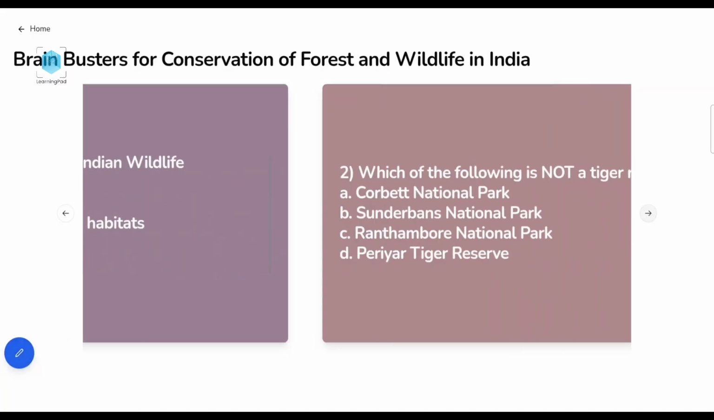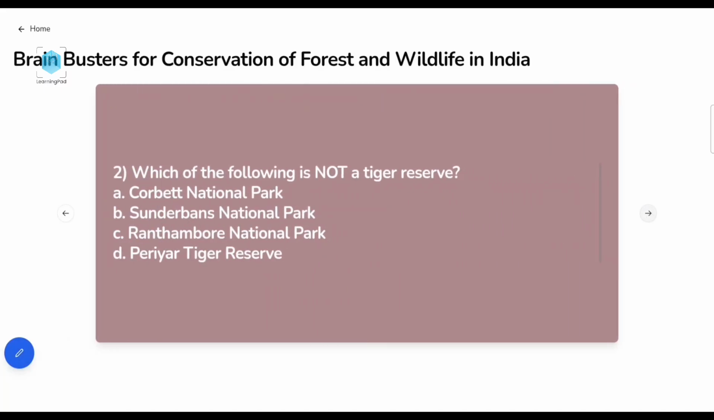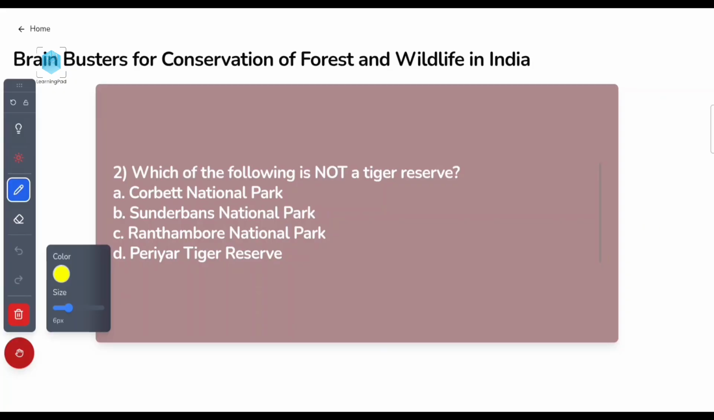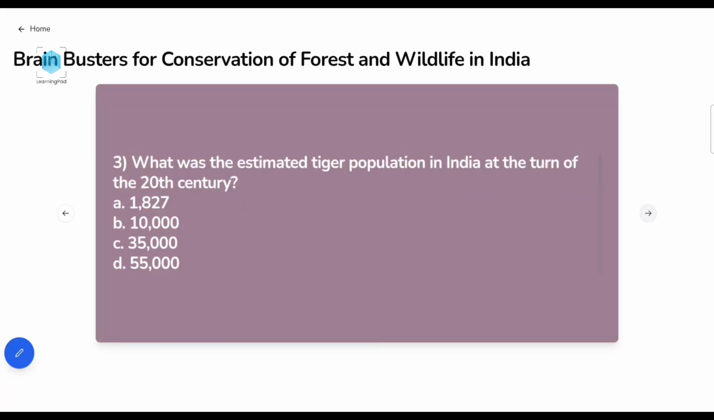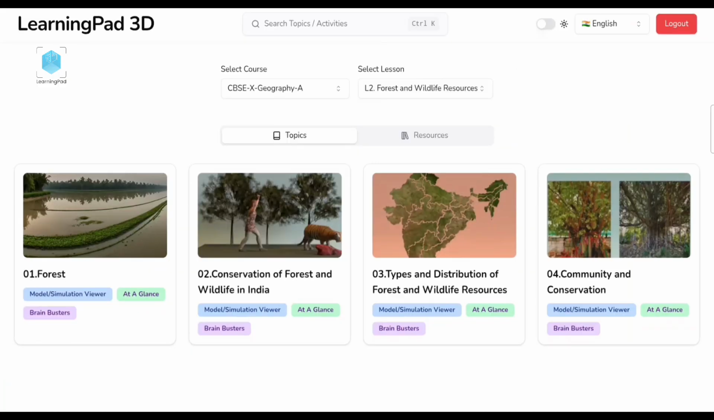Very good. Question: the following is not a tiger reserve. Which one? Just remember the mapping skills which I have taught you just now. Yes, Ranthambore National Park is not a tiger reserve, right? Next one. What was the estimated tiger population in India at the turn of the 20th century? What was that? Let me know once again. It's 1827. Very good.